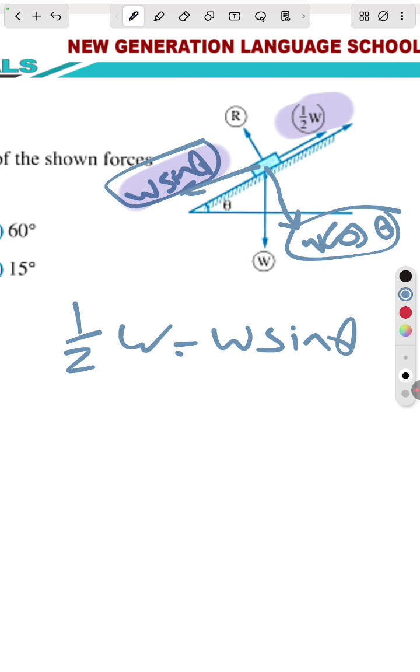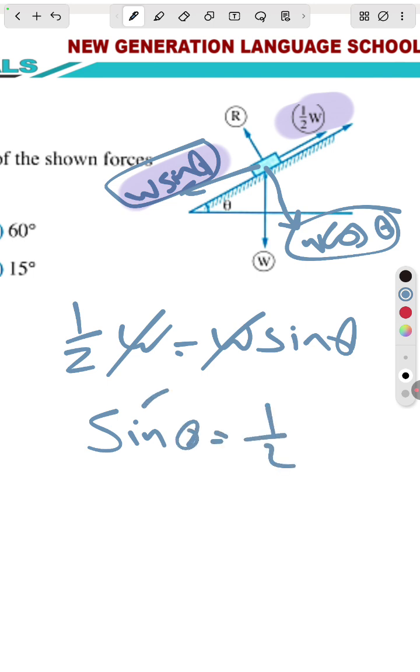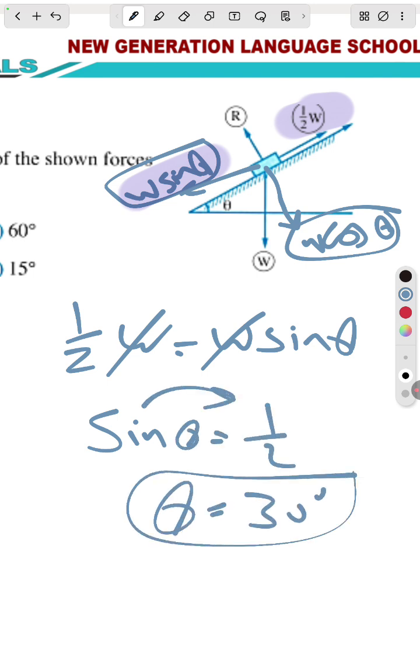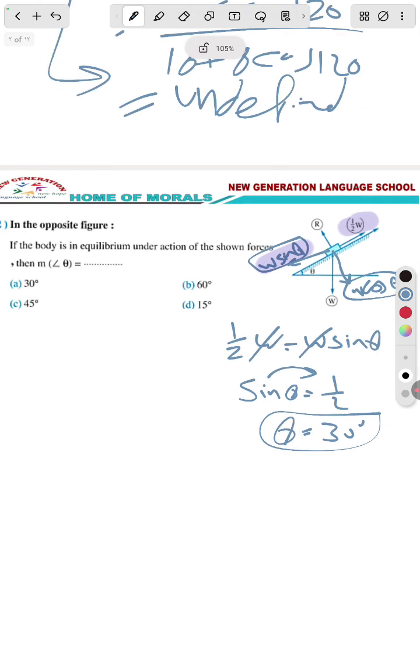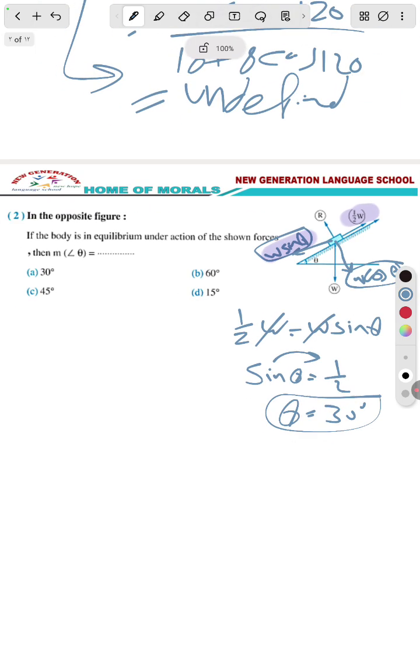The force in the right equals the force in the left. So weight cancels with weight, and I have sine theta equals half. Shift sine half, so theta equals 30 degrees. So the angle will be 30 degrees. Okay.